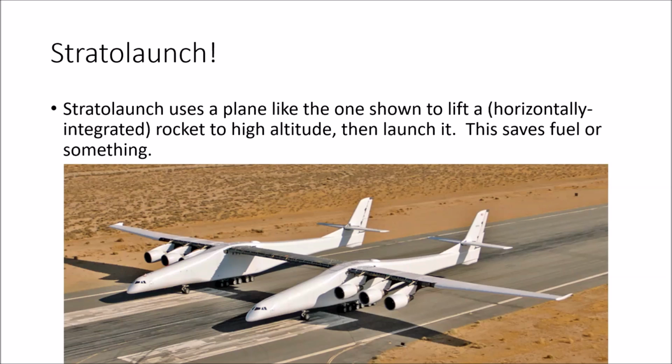Last semester, a representative from Stratolaunch actually came to the university and gave a very interesting talk about this system. Stratolaunch uses a plane like the one shown to lift a horizontally integrated rocket to high altitude. That means that you strap the rocket in between them in a horizontal position and then launch it forward, and then it shoots up into space. This saves fuel, something like that.